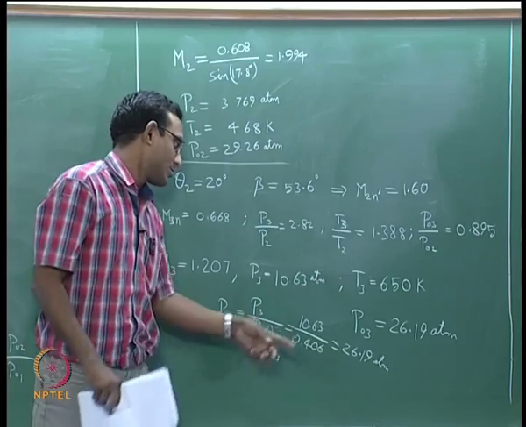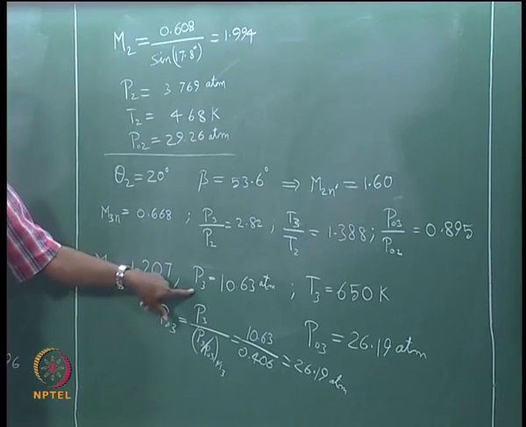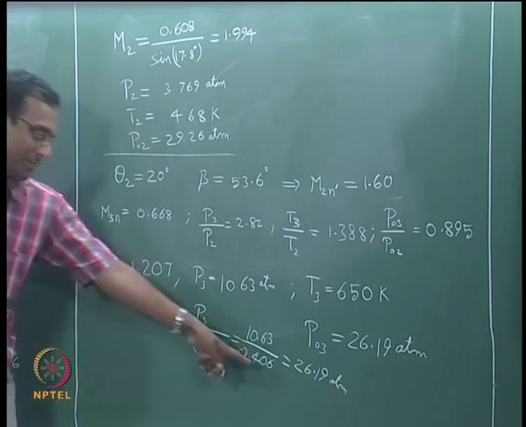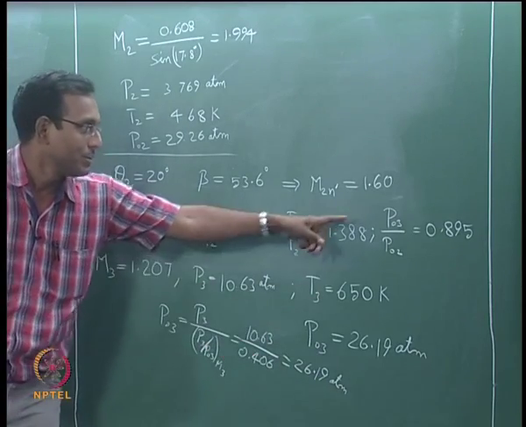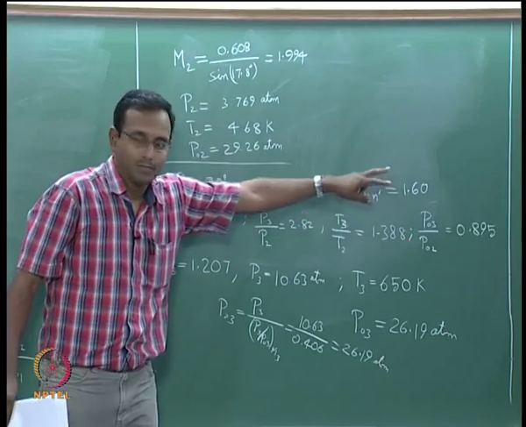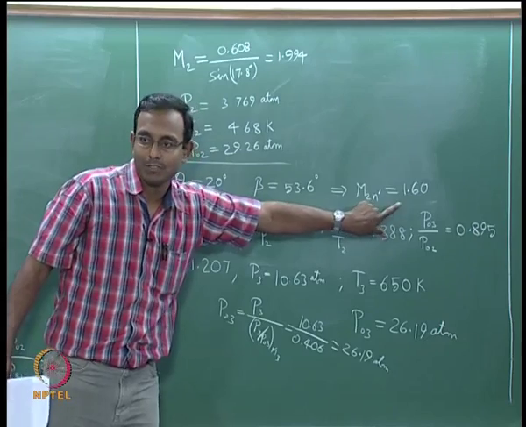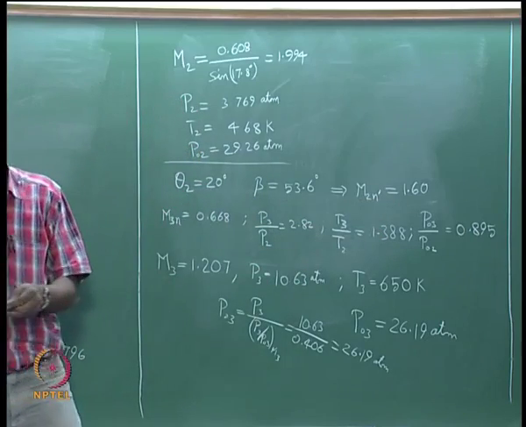So I can use just M3 and P3 and then use this with isentropic tables to find P03, that gives the same answer, or I can use this P03 by P02 across that particular M2 normal and that will also give the same, but this is going to be from normal shock tables. I can get to the same exact answer.